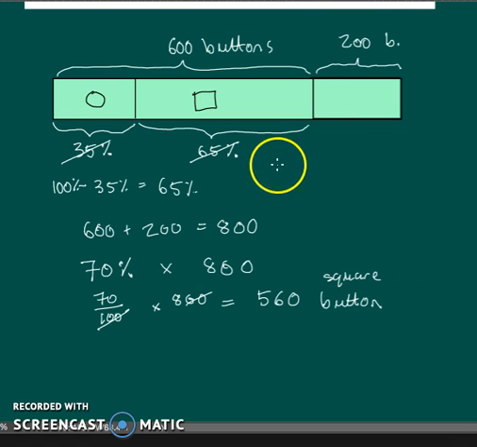So I know that I now have 560 square buttons, whereas I used to have only, how many did I used to have? Well, let's find out actually. If I had 600 buttons to start off with and 65% of them were square, I can multiply 65% by 600. I could have done this before too. And 65% of 600 gives us 390 square buttons.